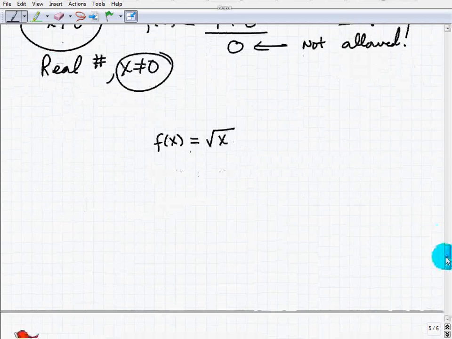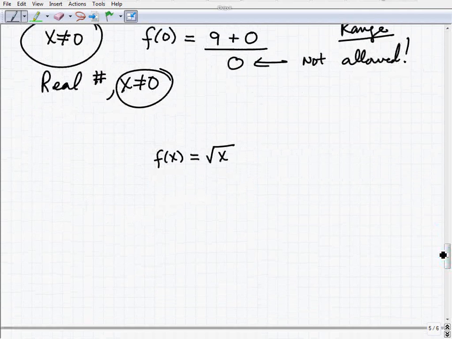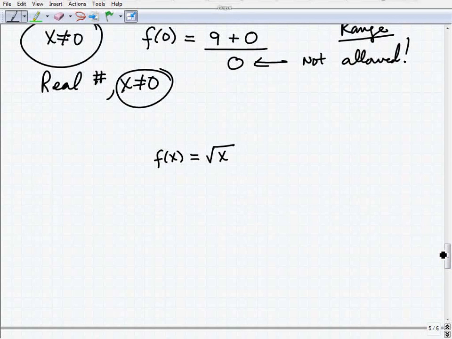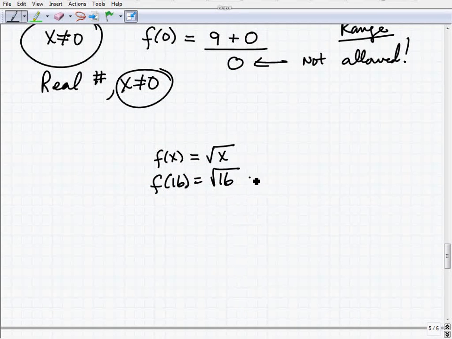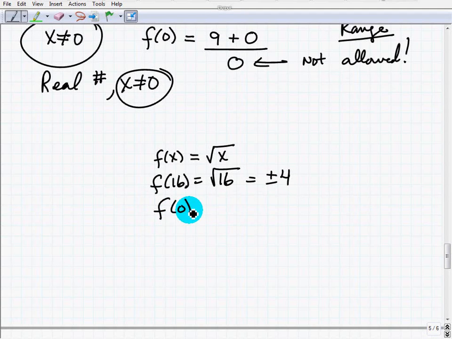Alright, once again we're talking about real numbers. So we have f of x equals the square root of x. If I had f of 16, no problem. I could take the square root of 16 and I get plus or minus 4. Is there any real number that would cause you a problem? You know, f of 0 is okay. The square root of 0 is 0.